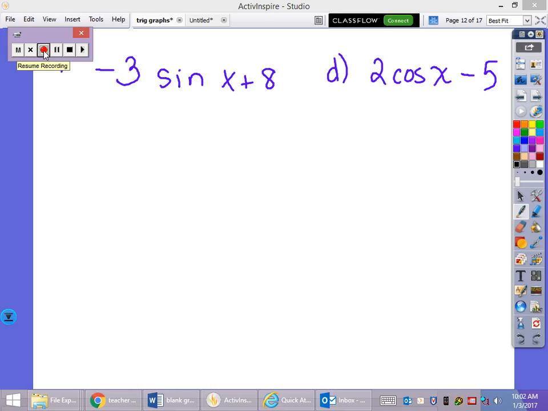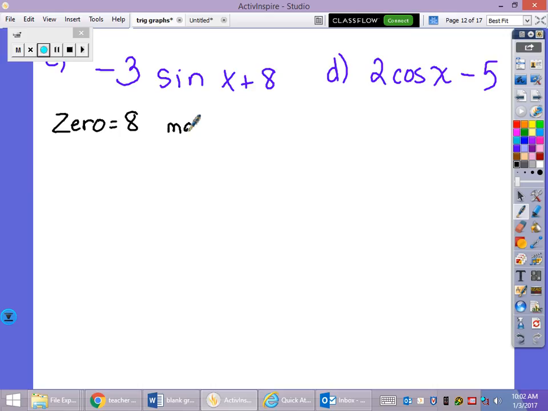Okay. So this one's reflected, which means your min is going to be bigger than your max. Okay? So my amp is 3, but I'm going to use the negative to help me figure out the max and the min. So let's start with the 0. What's my 0? 8. And then 8 plus a -3 is 5. And then 8 minus a -3 is 11, okay? This is important for the pattern to work.